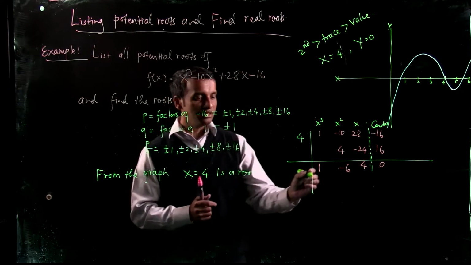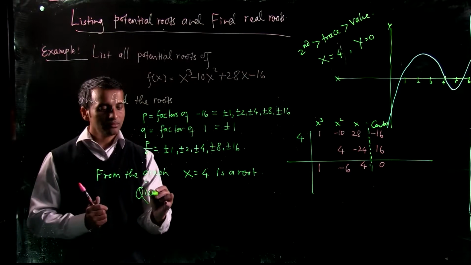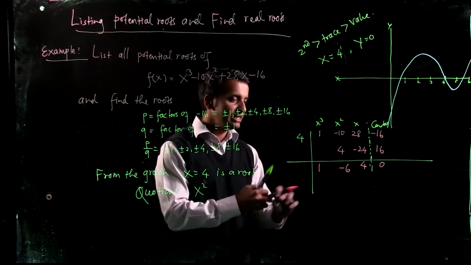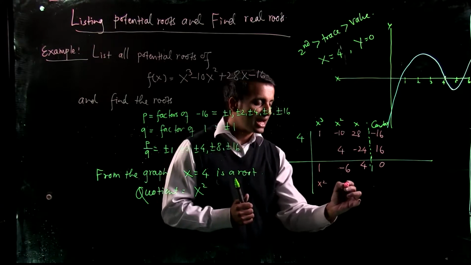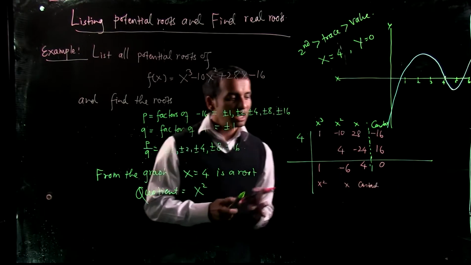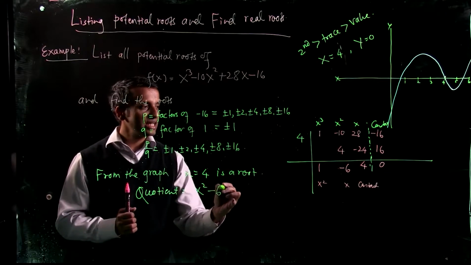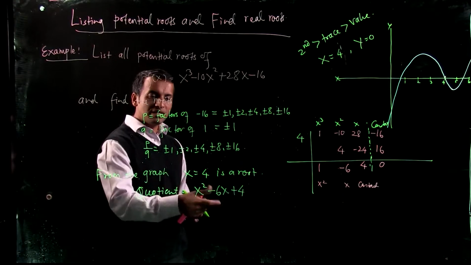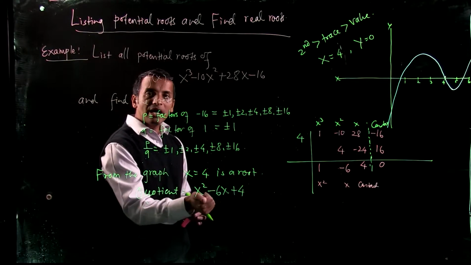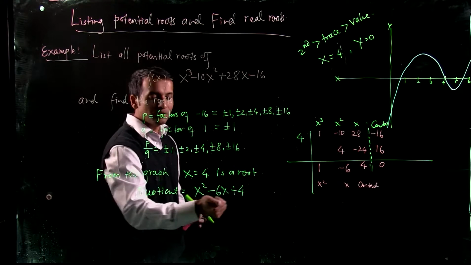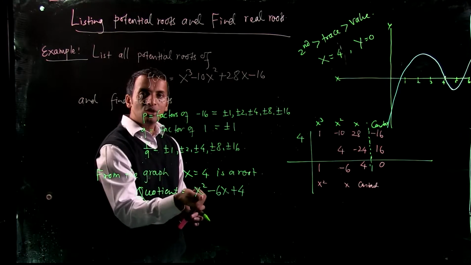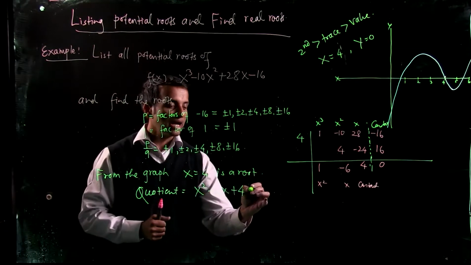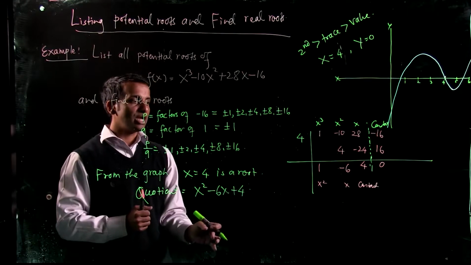So what is the quotient here? The quotient is x squared, because this was x cubed, so this is x squared, x, and then the constant, right? So x squared minus 6x plus 4. The next step is, we found one of the roots is 4, and the other two roots are the roots of this polynomial. Since this is a quadratic function, you solve this for x. So you set that quotient equal to 0 and solve for x.